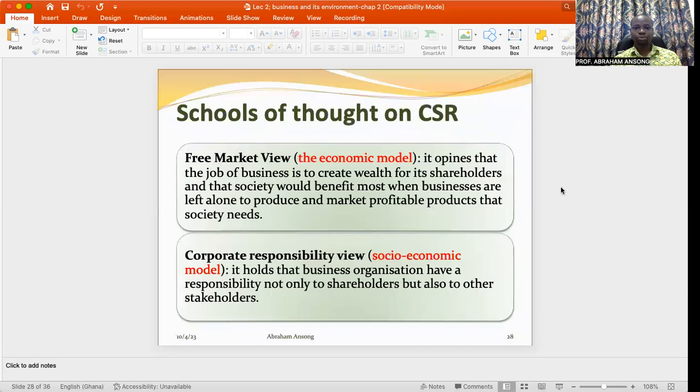So we have 2 major schools of thought on CSR. We have the economic model, or the free market view, which argues that the main business of a company is to cater for the interests of its shareholders. They have no business trying to impress anyone by engaging in CSR activities. Then we have the corporate responsibility view, or socioeconomic model, which argues that companies do not only have to cater for the interests of their shareholders, but they have to think about the interests of the larger stakeholders as well.